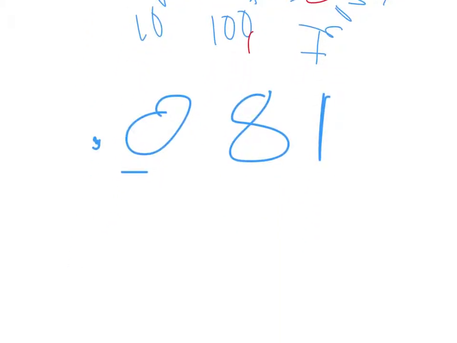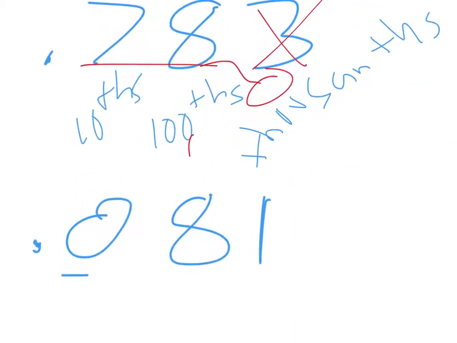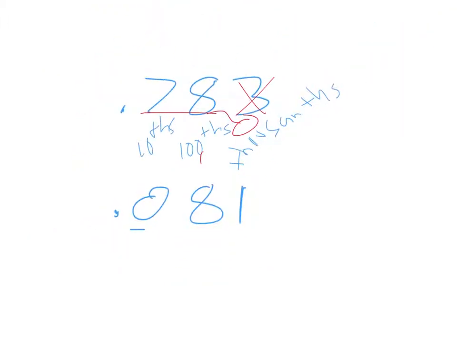So you had the 0 here, but this would just be called 81, and again, it would be the thousandths, because we are in the thousandths place. Okay, so it would be the thousandths. That's how we can name decimals.